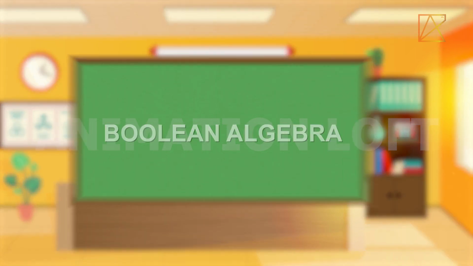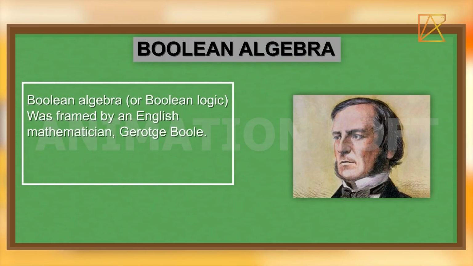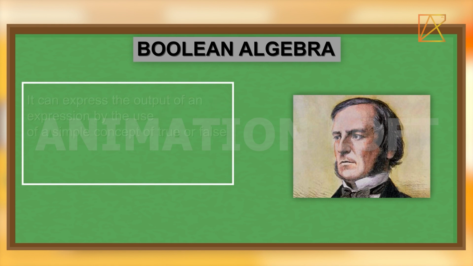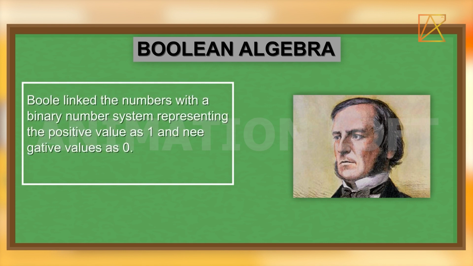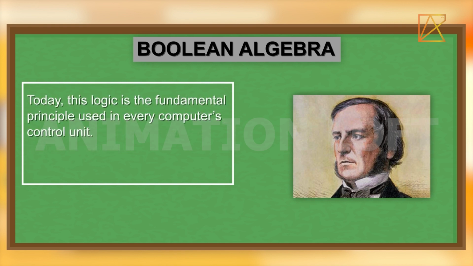Boolean algebra. Boolean algebra, or Boolean logic, was framed by an English mathematician, George Boole. It can express the output of an expression by the use of a simple concept of true or false. Boole linked the numbers with a binary number system, representing the positive value as 1 and negative values as 0. Today, this logic is the fundamental principle used in every computer's control unit.